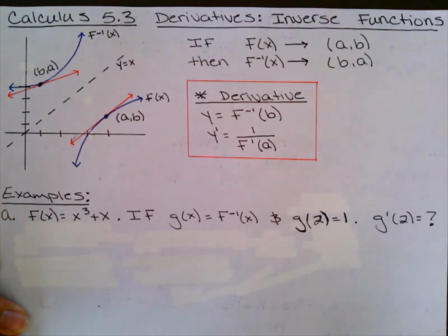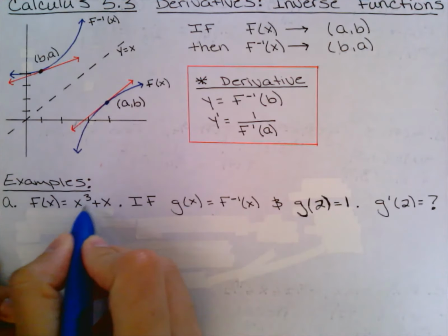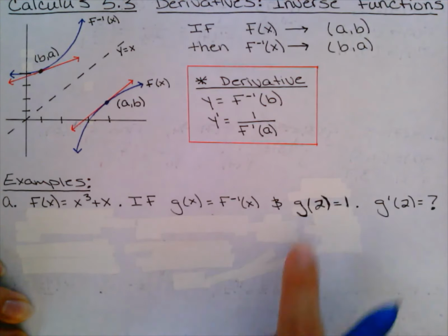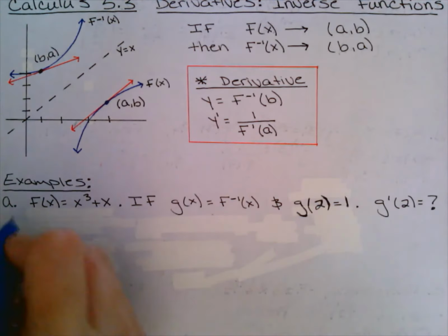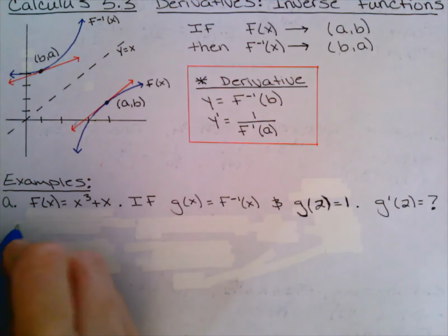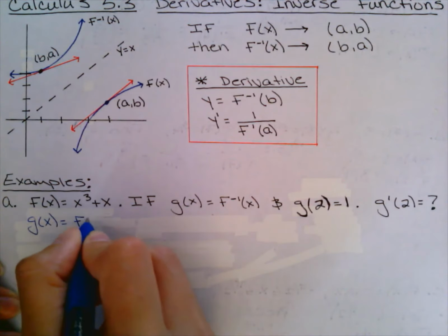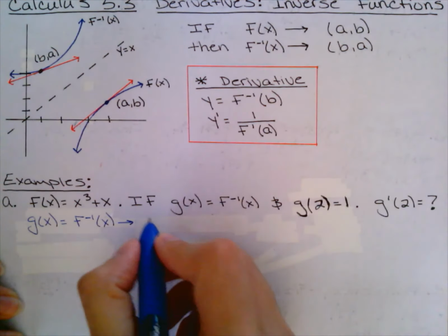Okay? So let's take a look at this first question. It says that the function given is x cubed plus x. If g of x is going to represent the inverse and g of 2 is 1, tell me what g prime of 2 is. Okay? Well, let's start off by noticing that they're trying to switch up the lettering on us. We started off with f and then we went into g.